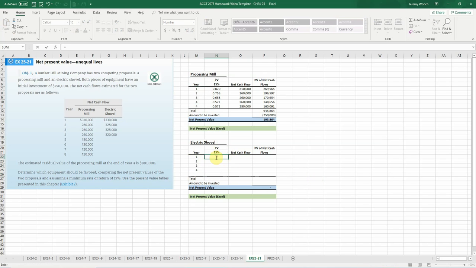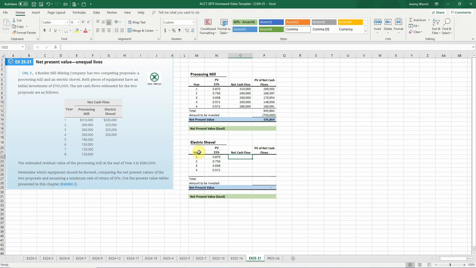Let's figure out our present value. That's going to be a rate of 15%. Use the absolute reference. For our number of periods, we're going to reference the year that we're in. No payment, but a future value of negative $1. And so then that gives us our present value factors.